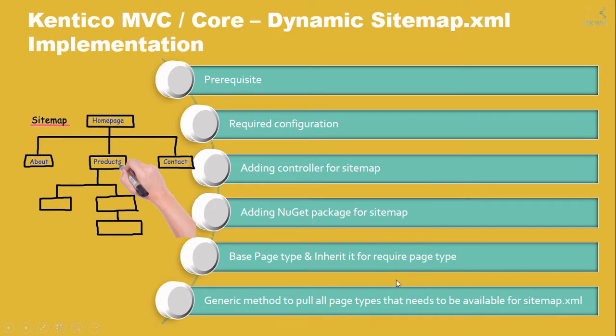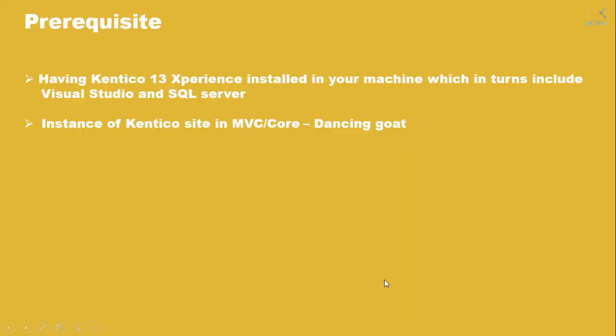For this, you need to have a Kentico instance ready on your machine. For reference, I am using Kentico 13 Experience installed on my machine, which has Visual Studio as well as SQL Server, and an instance of a Kentico site in MVC Core. That means we have two different applications: one for the Kentico admin and one for the presentation website. In this presentation website, we are going to build our sitemap.xml.